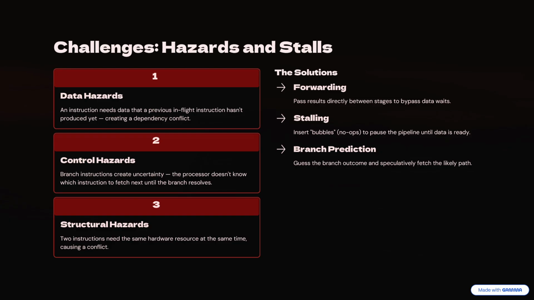Now the solutions to the hazards. The first solution is forwarding. Forwarding means directly passing results from one stage to another, avoiding waiting. The next one is stalling. Stalling is creating a bubble, pausing the pipeline until the required data is ready. Next, branch prediction. Branch prediction is guessing the next instruction in a branch to improve performance.